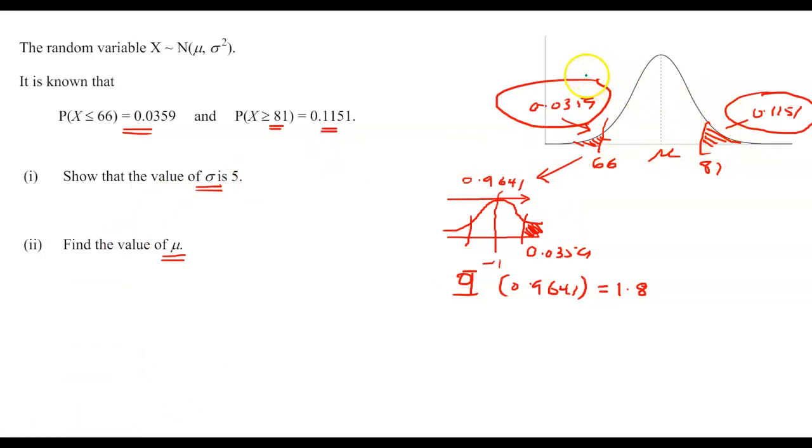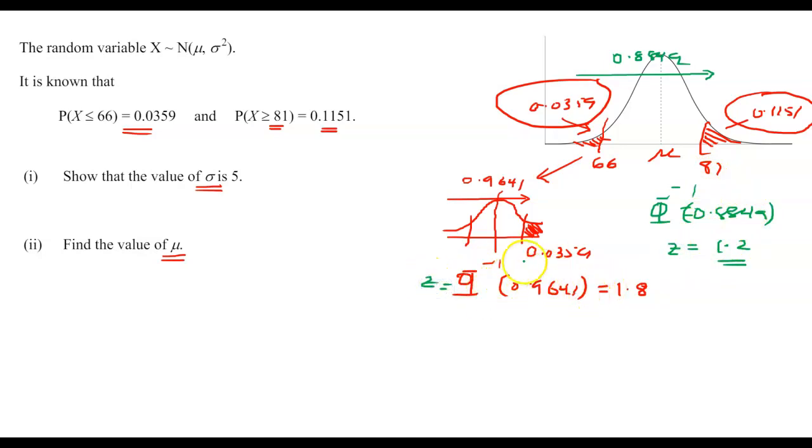And for 81, I can use another color over here. For 81, you'll find the phi inverse of all this area over here. If this is 0.1151, that means it is 1 minus this, so I find the phi inverse of 0.8849, and that phi inverse is going to be 1.2. So for 81 this is the z value, and this is the z value for 66.